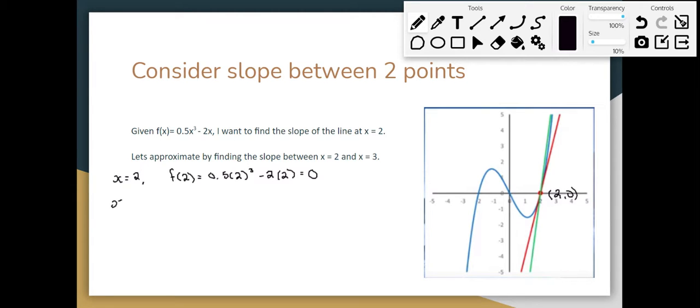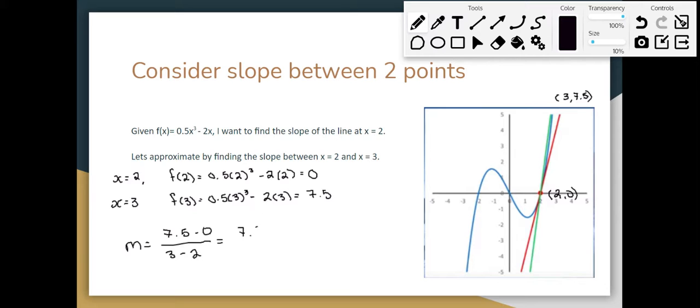Then we want to go again at x equals 3 and figure out what is the y value that goes with that one. So 0.5 times 3 cubed minus 2 times 3 is just going to give us an answer of 7.5. So we have our other point up here at (3, 7.5). So we are going to find our slope using those 2 points. So we want y2 minus y1 over x2 minus x1. So this gives us 7.5 over 1, which equals 7.5.